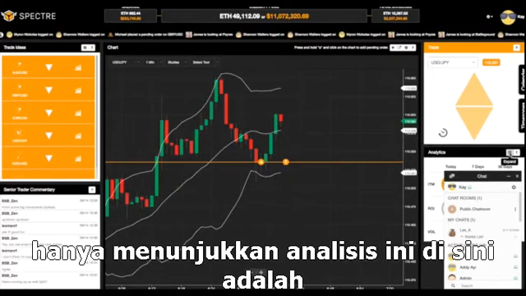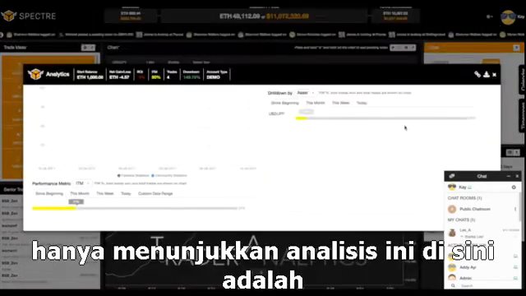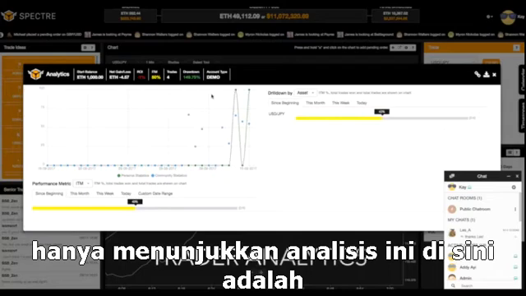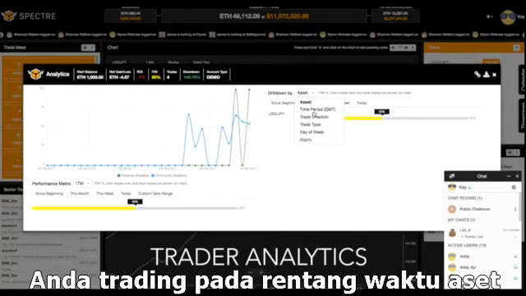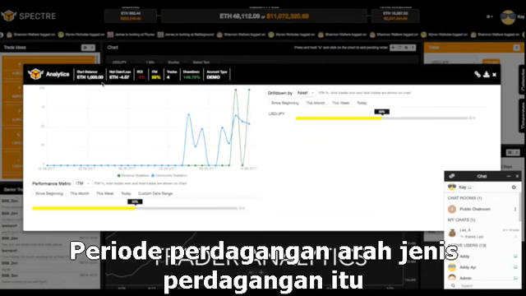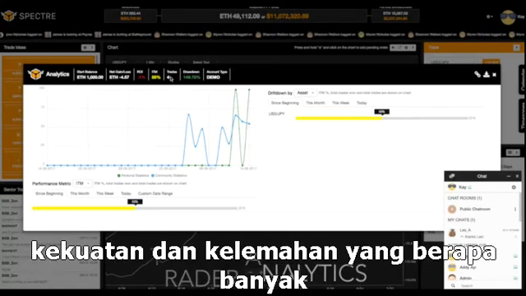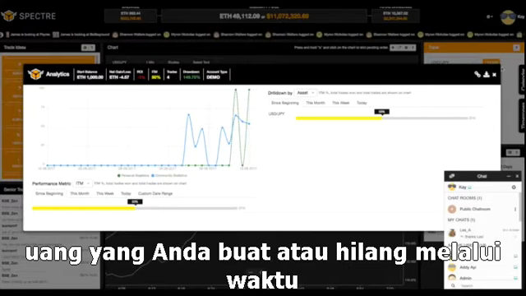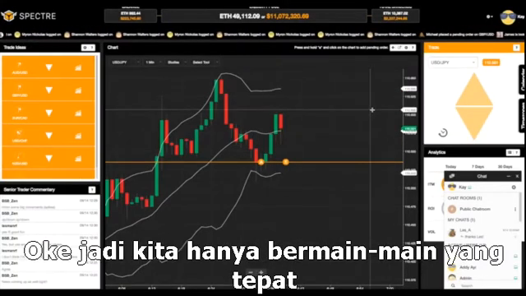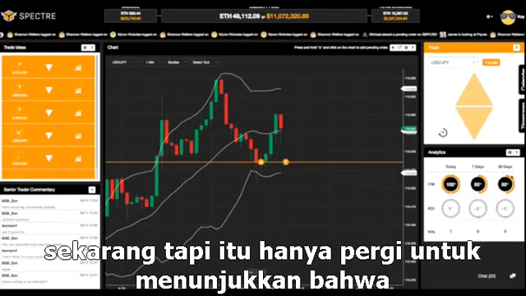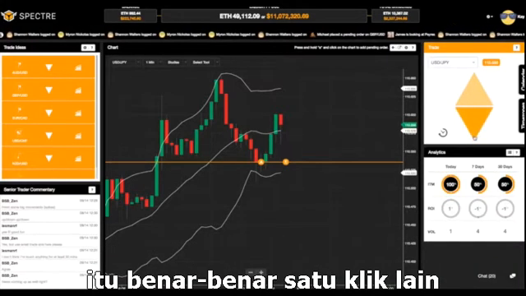While I'm at this, I'll just show you analytics. This here is the deep analytics engine. It's tracking how you're trading on a range of assets, time period, trade direction, trade type. It's also tracking your vitals, what your strengths and weaknesses are, how much money you've made or lost through time. Again, remember, this is all demo money, okay? So we're just playing around right now, but it just goes to show you that it's literally one click away.